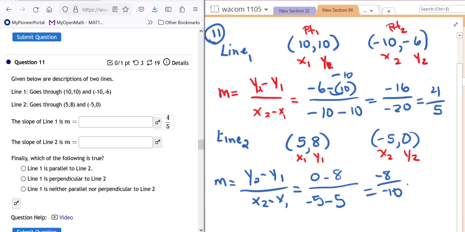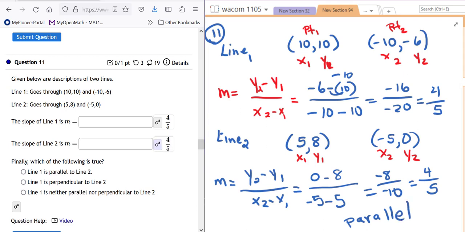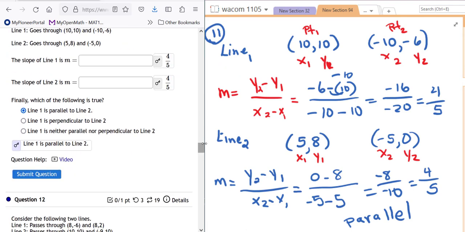Clean up your two negatives. That makes positive. These have a common factor of 2. 2 will go into 8 4 times, 2 will go into 10 5 times. Your slopes are the same, so these are going to be parallel lines. So this one is 4/5, and so it is parallel. Good.